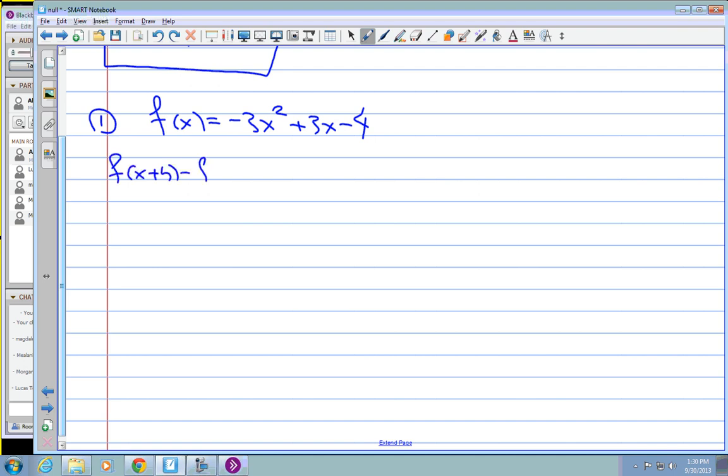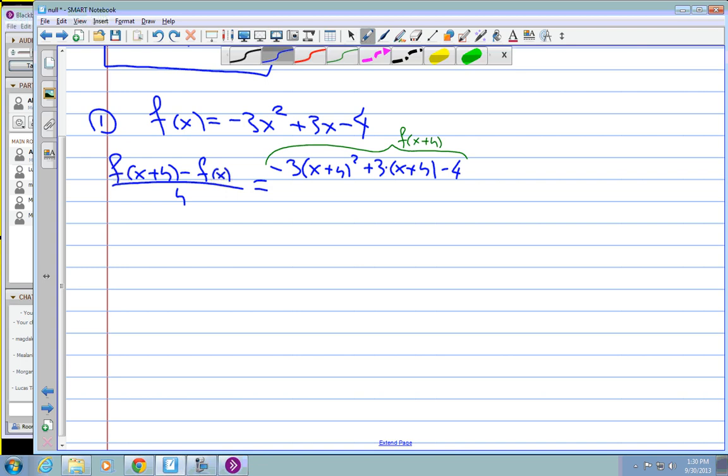So the difference quotient has three parts. It has your function evaluated at x plus h. We've done it a few times, and we realize how the function notation works. Whatever you put inside the little parentheses takes the place of your variable. So f of x plus h becomes negative 3 times x plus h squared plus 3 times x plus h minus 4. This thing right here is f of x plus h. I'm not done setting this up, but the first thing we need to do is figure out what f of x plus h is.